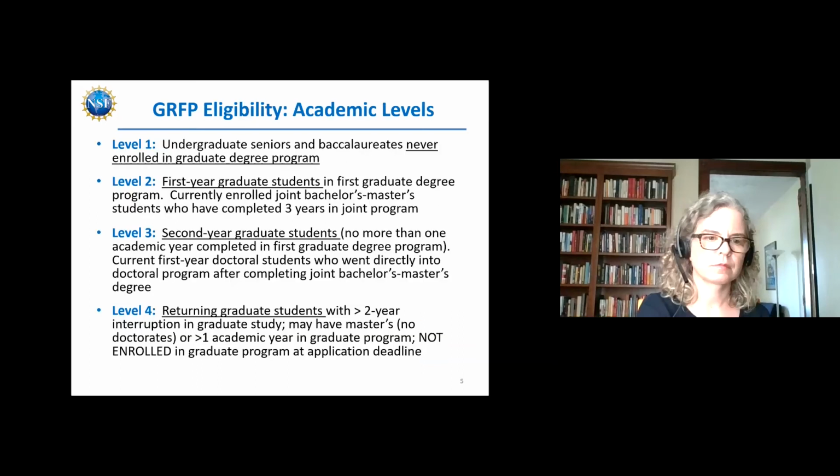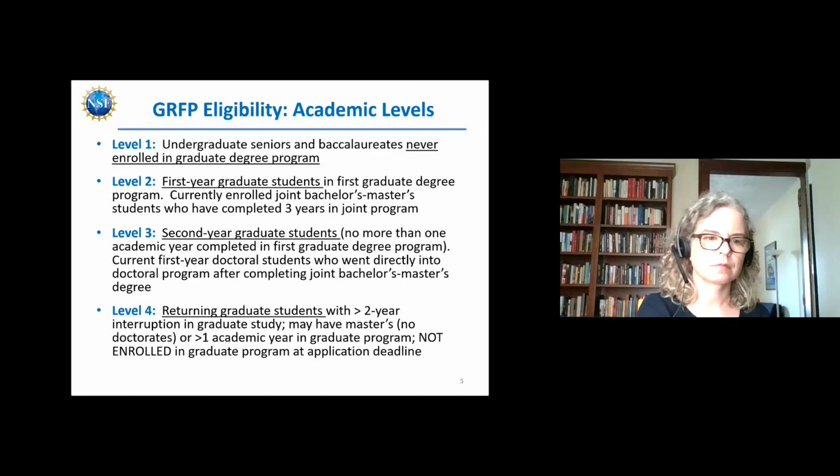So there are 4 academic levels for GRFP. Level 1 is for undergraduate seniors or those who just received their bachelor's degrees and have never been in a graduate degree program, not enrolled in a graduate degree program. Level 2 is for first-year graduate students, in their first graduate degree program. There are some specific rules for those in bachelor and master's degree programs. For instance, students who have completed 3 years in a joint degree program are also considered level 2s.